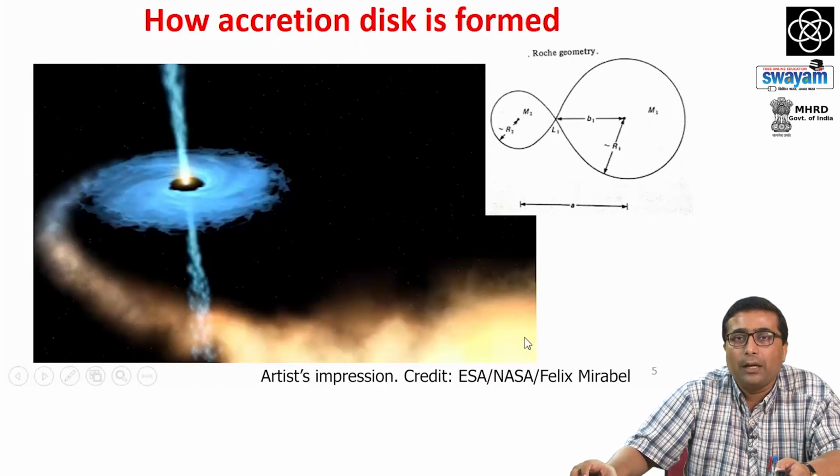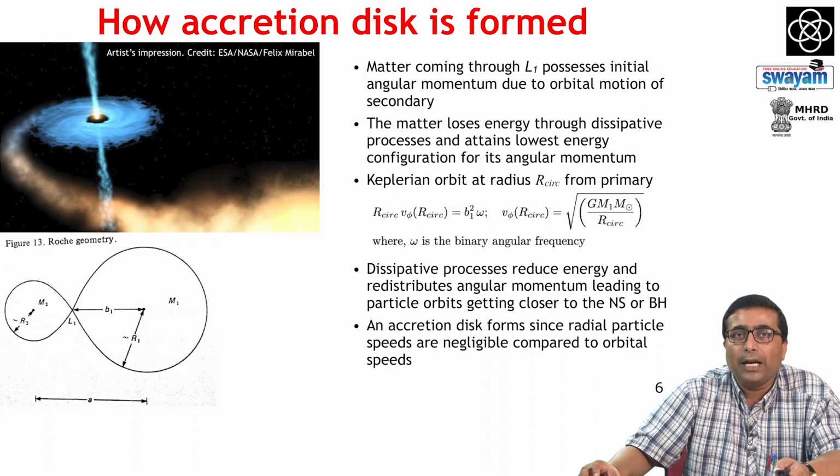So, when the matter from the secondary star comes out of its Roche lobe, here is the L1 point, like here, the matter in a stream flows towards the primary star, which could be a neutron star or black hole, forms first a ring of matter around this star and then finally forms a disk, and then it is being accreted. How does it happen? The matter coming through L1 towards the neutron star possesses some initial angular momentum due to the orbital motion of the secondary.